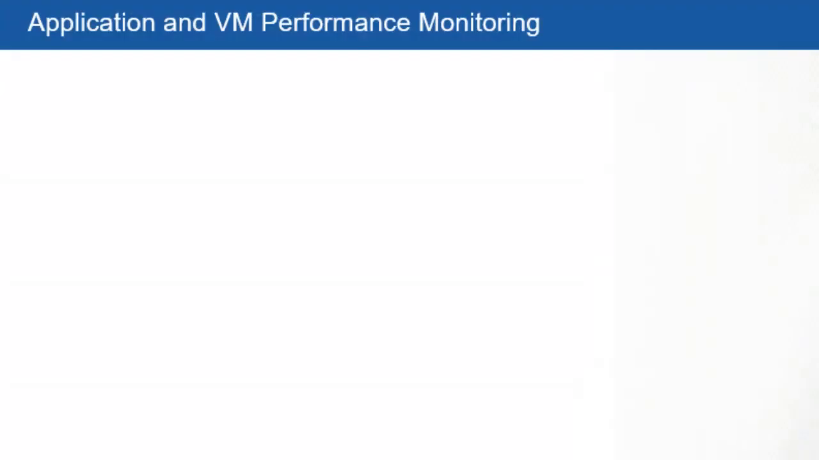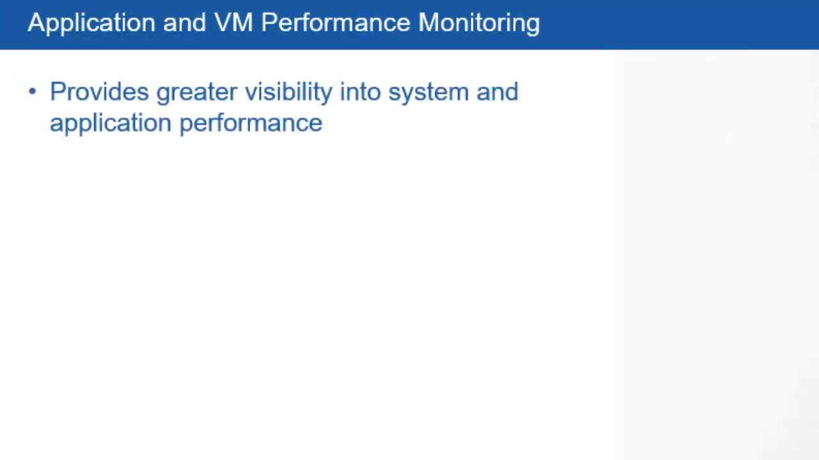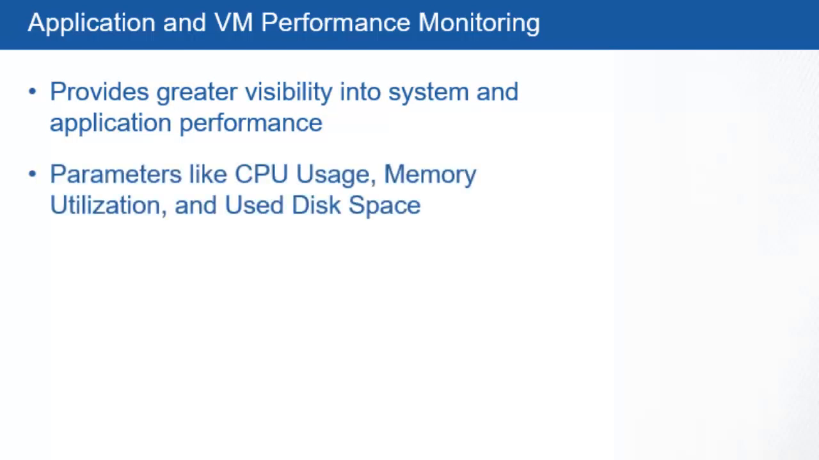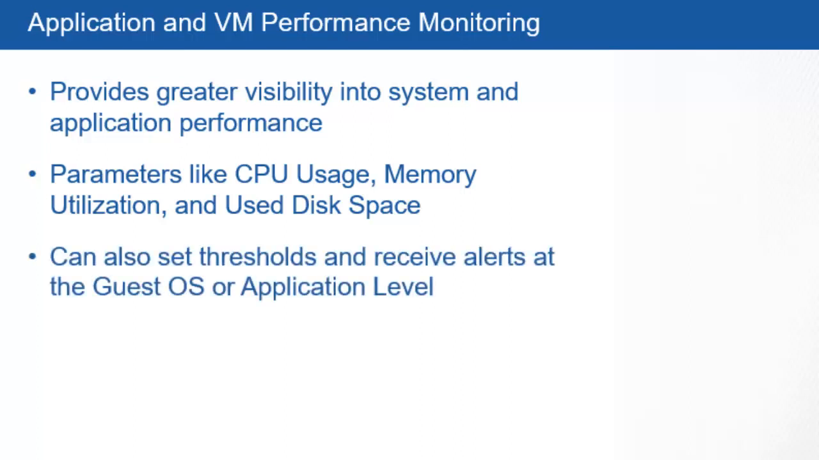Application and VM Performance Monitoring provides greater visibility into system and application performance. Parameters like CPU usage, memory utilization, and used disk space are now tracked at the virtual machine, guest operating system, and application level. Customers can also set thresholds and receive alerts at the guest OS or application level.